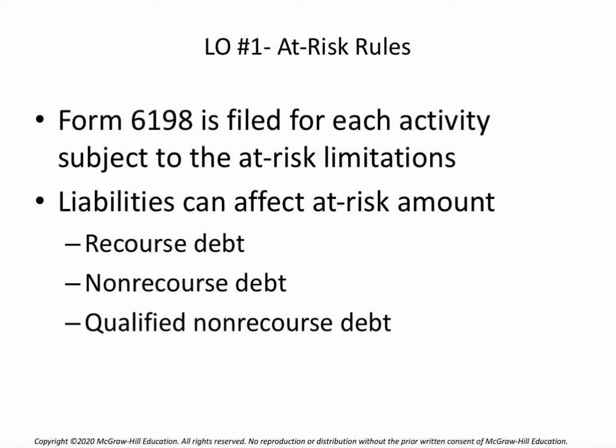Now we're going to file the Form 6198 for each activity subject to these at-risk limitations. And with respect to liabilities, we've got three different types of debt that are going to be able to affect this at-risk amount. So we've got recourse debt, and that's going to mean that we can be personally liable for that debt. So the business may take on liability. We have a share of it to where if the business does not pay, we would step into that place and pay.